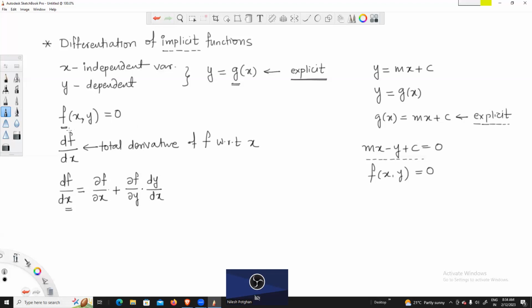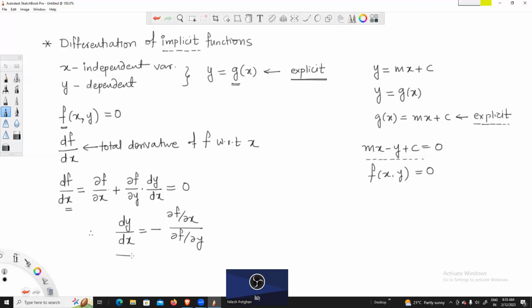If you look at the function form, f equal to 0, the total derivative of this f with respect to x has to be 0. So if you solve this particular equation, what do you get here? You take this term to the left-hand side, and you get dy by dx equal to minus of del f over del x divided by del f over del y.